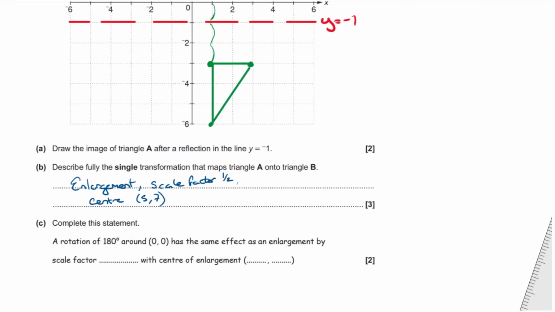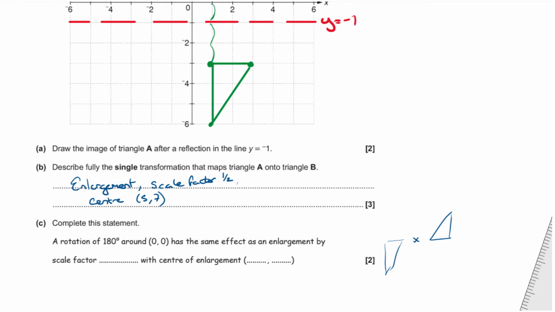Part C says, complete this statement. A rotation of 180 degrees around 0, 0 has the same effect as an enlargement by scale factor with a center of enlargement. Okay, so a rotation of 180 degrees around 0, 0. So basically what you're doing is you're not changing its size, you're just flipping it around, and it's going to end up being upside down, isn't it? So let's just do a quick sketch of that. If you had a center of rotation here and a triangle like this, and you rotate it 180 degrees, you're going to get your triangle appearing down here, aren't you? So it's going to be the same size but inverted.